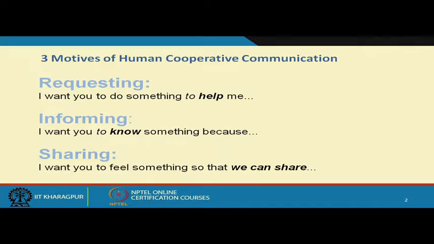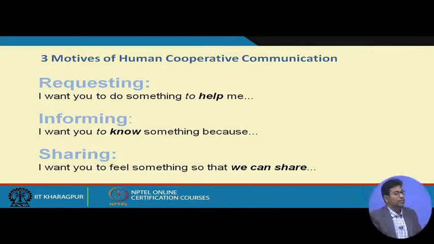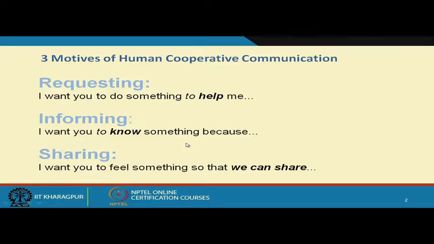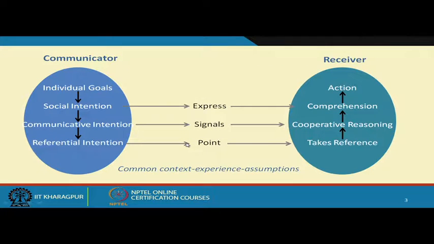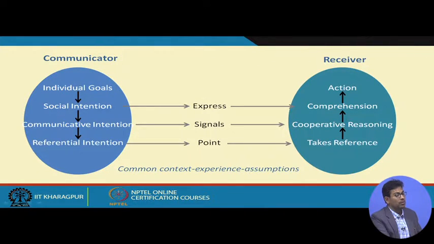If you remember, in our last presentation we talked about three motives of human communication. There is requesting, there is informing, and there is sharing. Why I am repeating this is because in the next diagram that you will see, talking about human communication, these three come into picture. So, if you look into the next diagram, which is the model for human cooperative communication, we will now look into detail into the communicator's aspect.